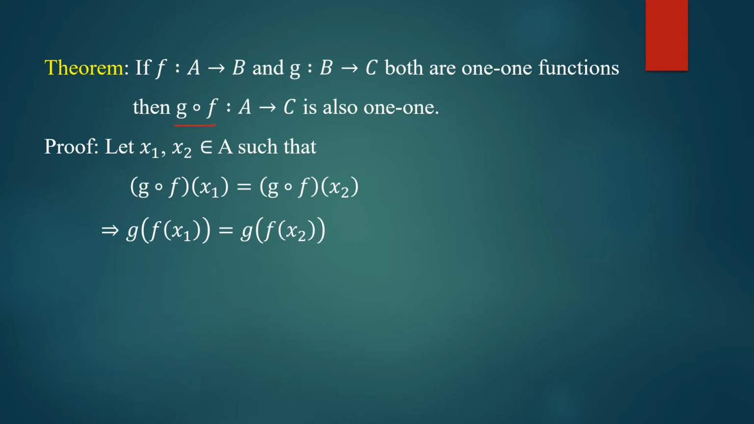Now go to the definition of the function. You see this function g from B to C is a 1-1 function. So what was the definition of a 1-1 function? This is the definition: if you have f(x1) = f(x2), in case the function is 1-1, then these are the images. Then in case of 1-1 we should get x1 = x2, is it not? x1 = x2.